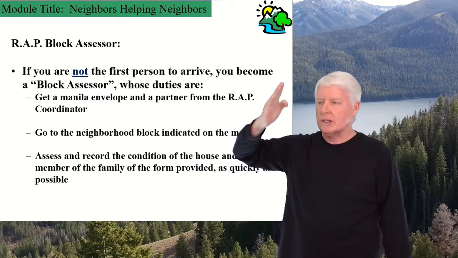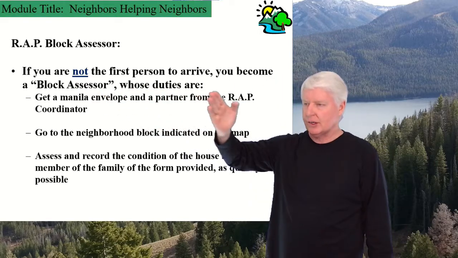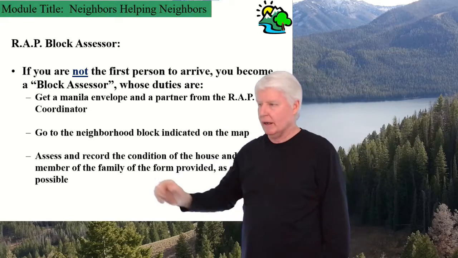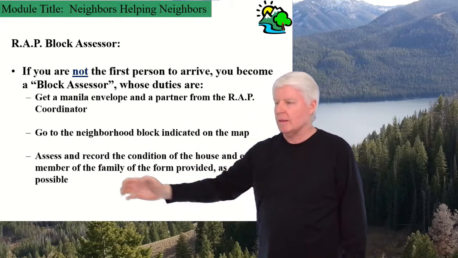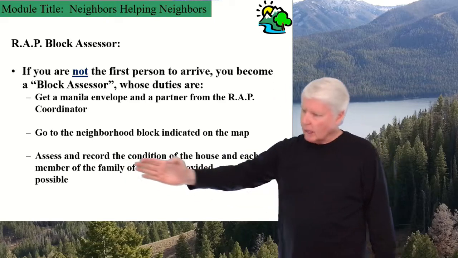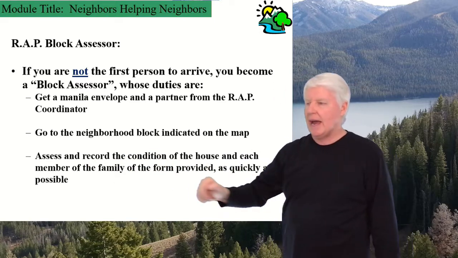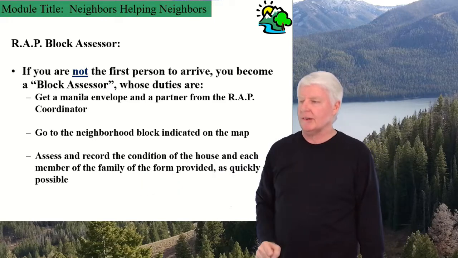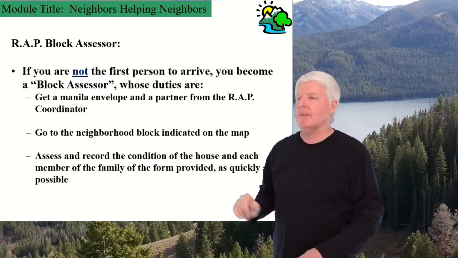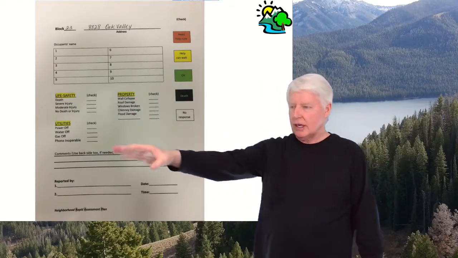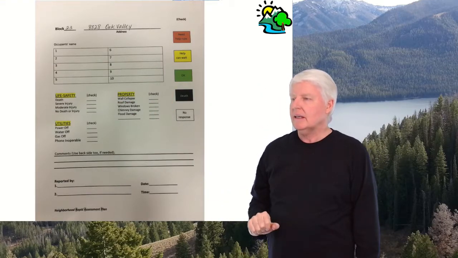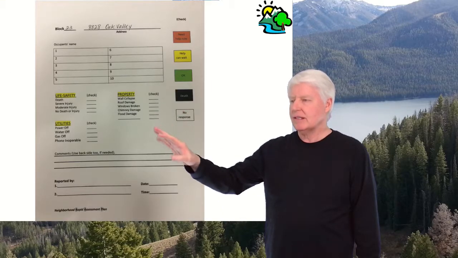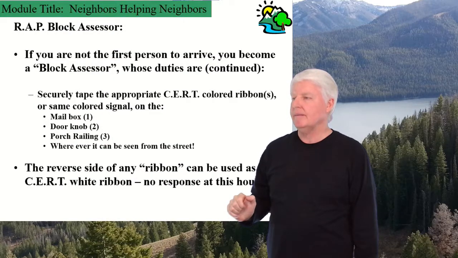If you are not the first person to arrive, you become a block assessor, whose duties are: get a manila envelope and a partner from the WRAP coordinator. Go to the neighborhood block indicated on the map, assess and record the condition of the house and each member of the family on the form provided as quickly as possible. So you need to be quick about these things. And there's the sheet that we've already talked about. That's the block assessor that fills these out. There are 2 block assessors together.